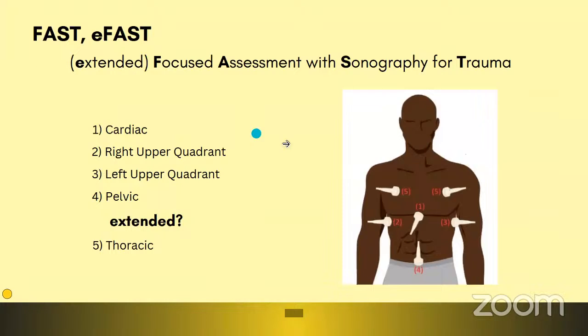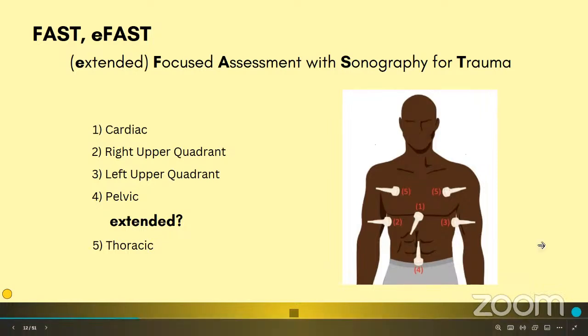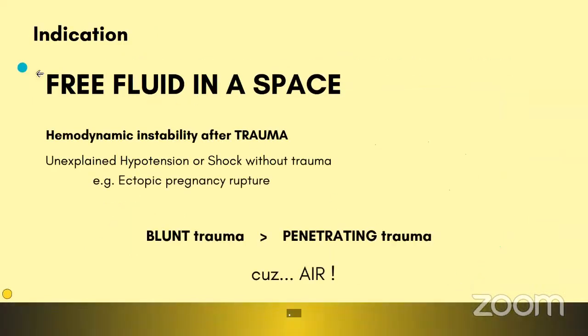Ideally, eFAST must be done within minutes, since a patient who is hemodynamically unstable must be stabilized as soon as possible. After stabilization, we need to treat him very quickly so that his chances of survival can be increased a lot. So why are we doing eFAST? What is the indication? The main use of eFAST is to check for free fluid in a space.